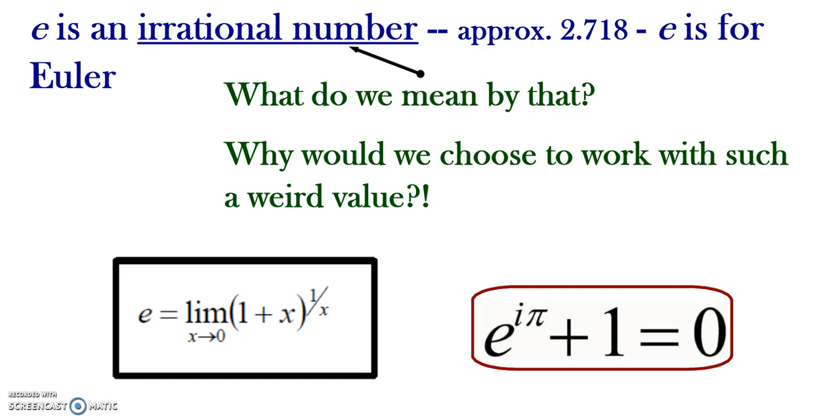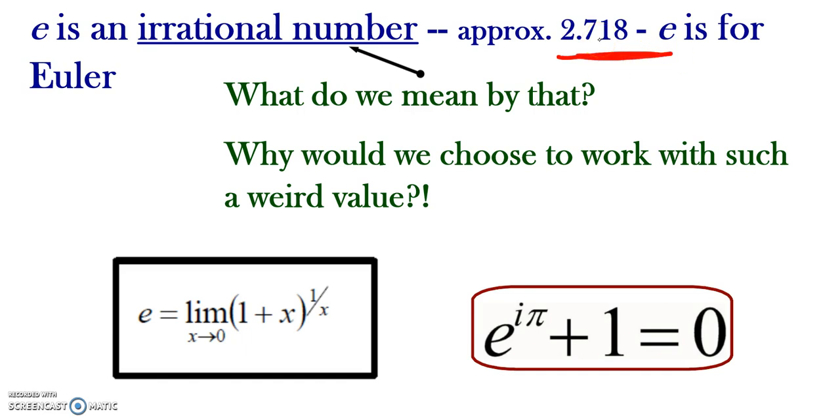The informal definition is where the decimal does not repeat and it goes on forever. So why would we choose to work with such an odd value? It might seem like a strange choice, but when we get some calculus involved with exponential and logarithmic functions, you'll see that it can be quite a convenient choice where some other bases are not. And this is actually the formal definition at the bottom here: e equals the limit as x approaches 0 of the quantity 1 plus x raised to the 1 over x.